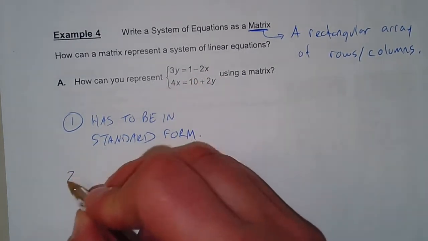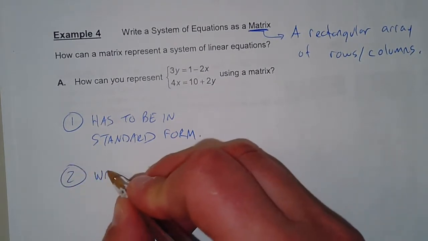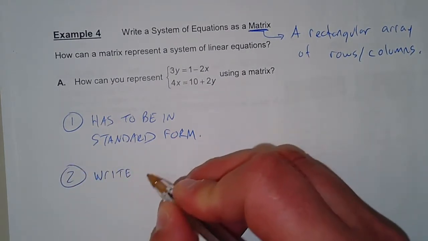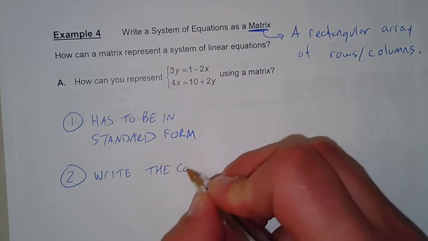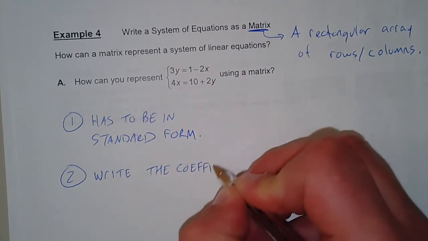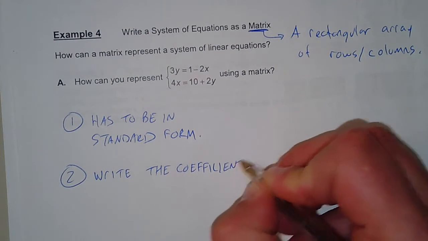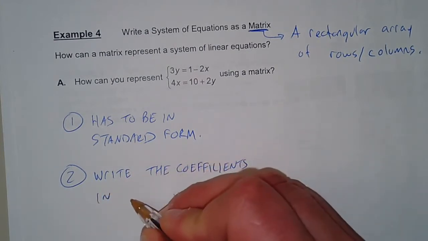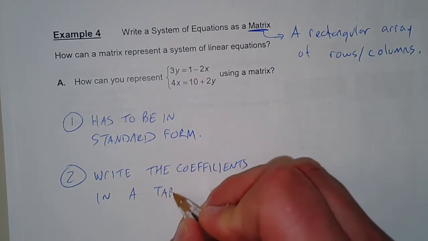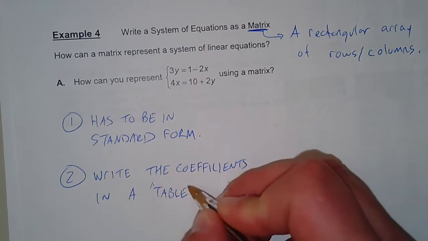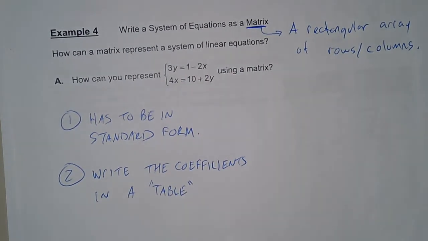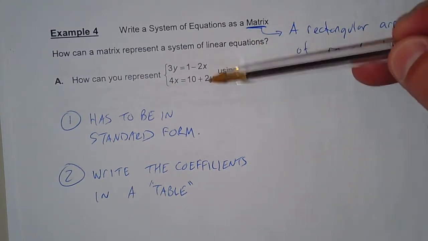And then the second thing, this is the only other step, is once it's in standard form, you're going to write the coefficients in, and I'm going to say in a table. I'm putting quotation marks around the table because you'll see what I'm talking about when we do it. And that's actually it. That's the entire step. You put it in standard form, and you just jot down the coefficients that are there.